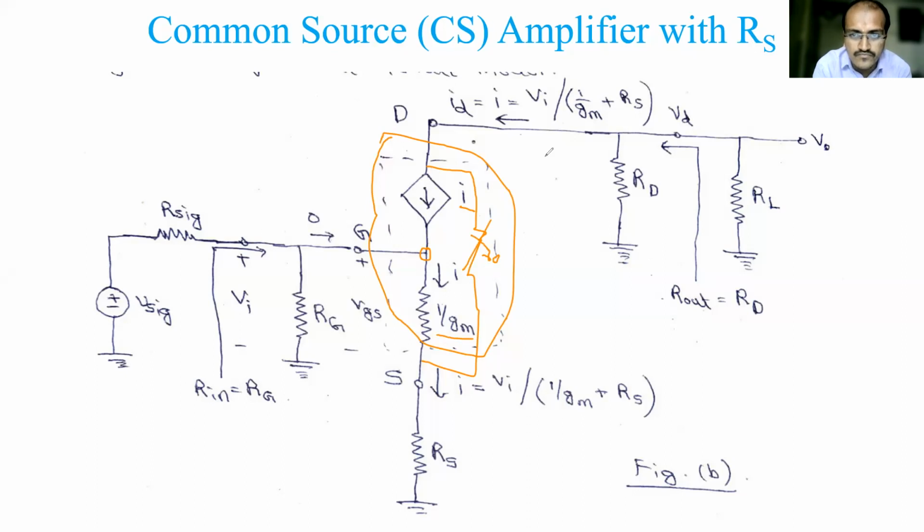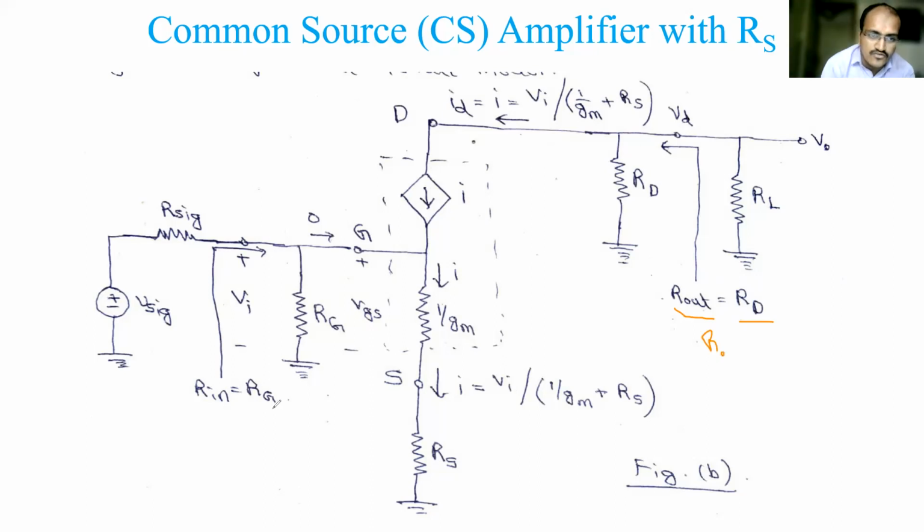Then on the output side you have RD, because VDD is a constant DC source and it will be short circuited. So the drain side has RD going to ground, and then you have RL, which is in parallel. Behind RL we will check the R out. This is not R naught, it is R out. If you take R out, it is RD parallel to RL. That is the difference. Similarly, here Rin is equal to RG. So this is the circuit we will refer to now, and we'll do the analysis.